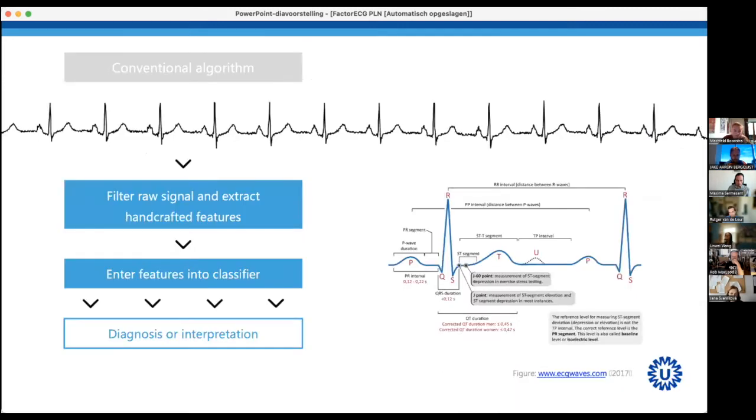The difference between current computerized algorithms for the ECG and deep learning is that most currently used algorithms have some kind of feature extraction step. They extract some kind of feature from the ECG signal, such as a PR interval, a P wave height, an R wave height, all different types of things. You can think of thousands of different features, of course. We enter those features into some sort of classifier, and then using the combination of the two, we perform diagnosis or interpretation of the ECG.